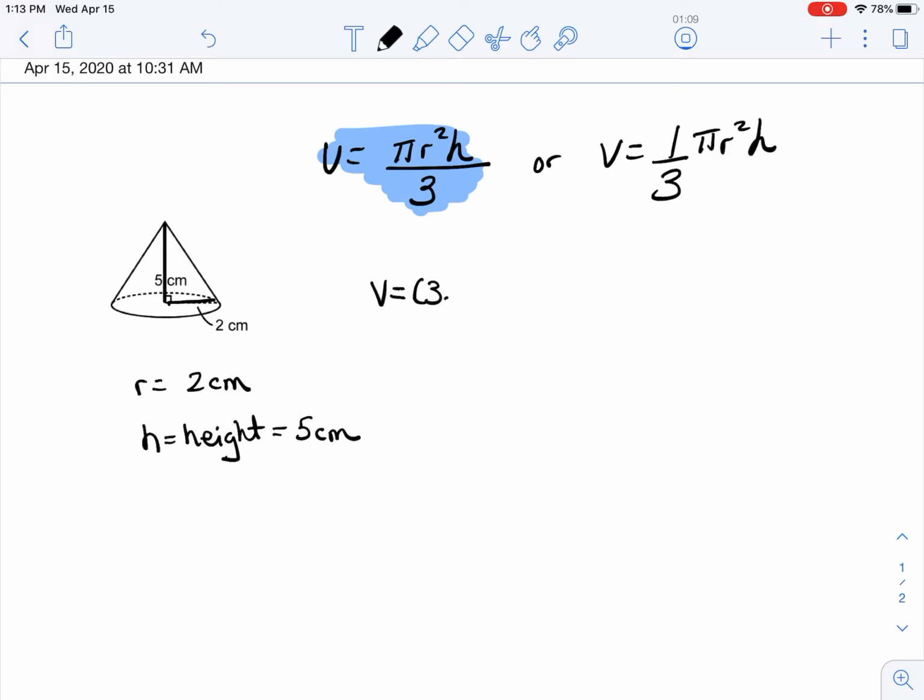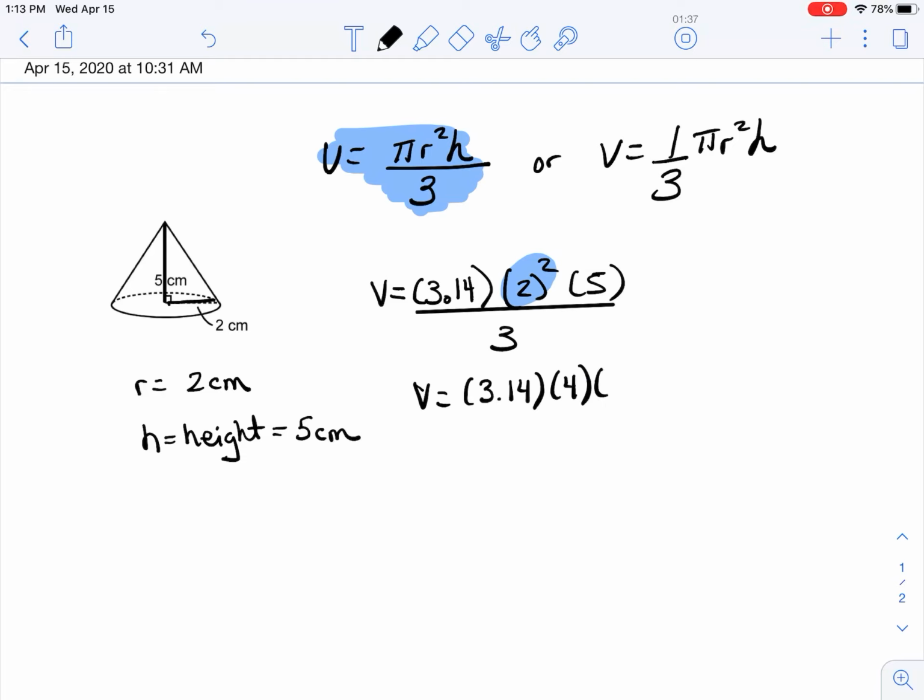So going over to our formula, we're going to substitute in. We're going to use brackets to remind us that we're going to multiply. Again, I'm going to use the abbreviated version of pi, 3.14 times radius to the exponent 2 times height 5 divided by 3. So let's take care of that exponent so we don't forget about it. I'm going to hang on to the pi. 2 to the exponent 2 is 4.